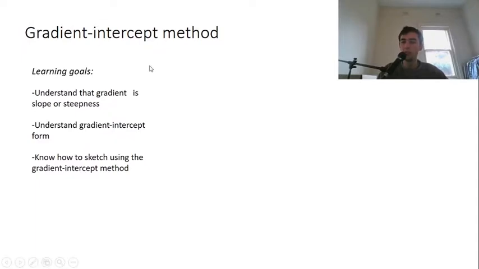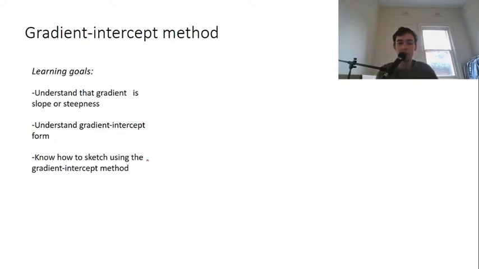Welcome to the third video on linear relationships. In this video, here's what I want you to get out of it: these three learning goals. We haven't talked about gradient yet, what it is, but we need to understand that gradient is the slope or steepness of a line. We will hopefully at the end understand gradient-intercept form, and the overall aim of this is to know how to sketch using the gradient-intercept method.